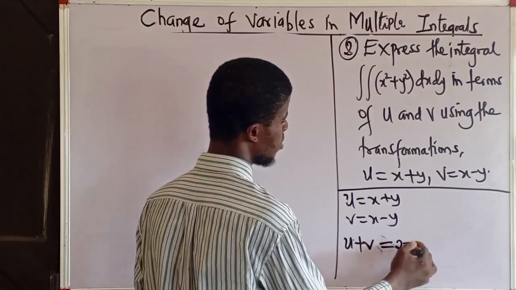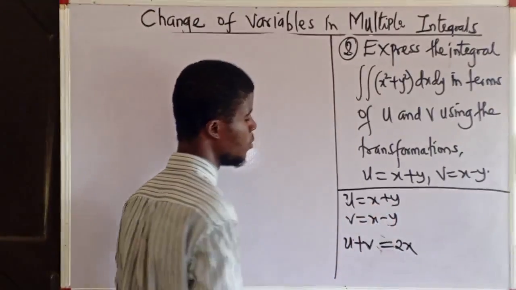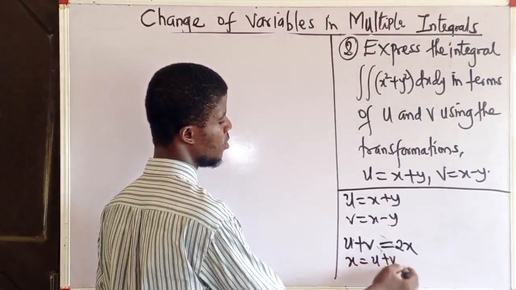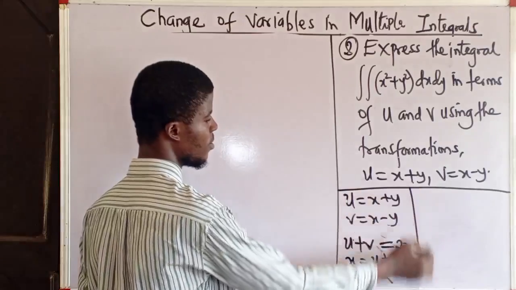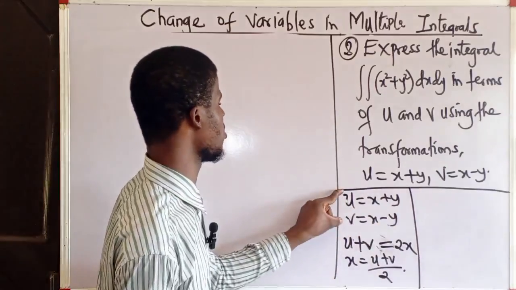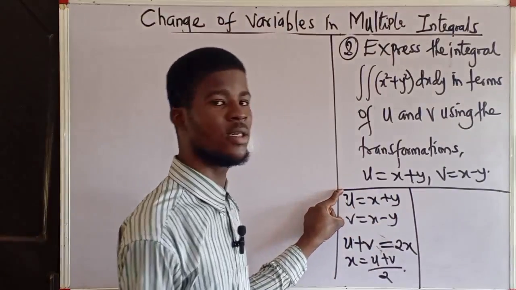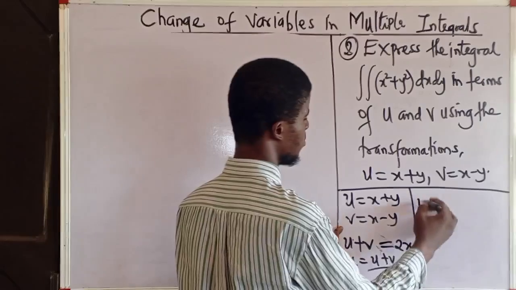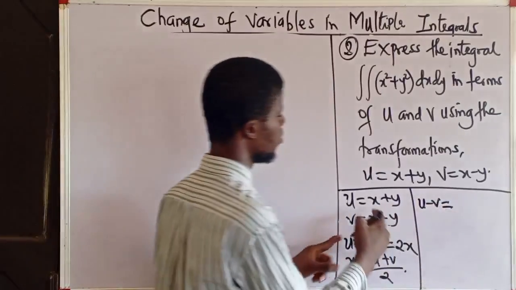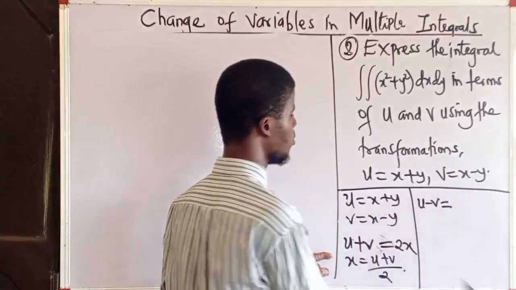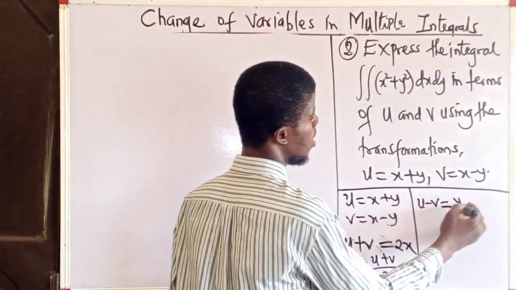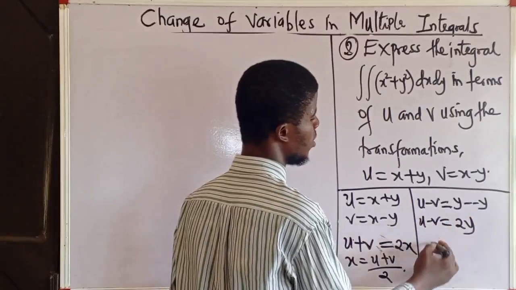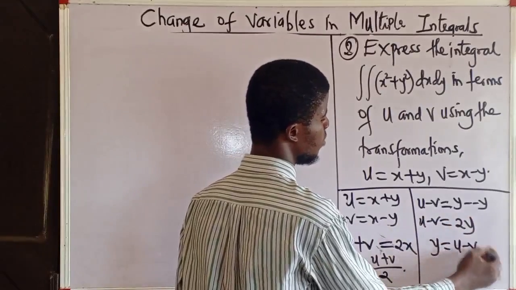Equal to 2X. Y plus minus Y is 0. That is, X is equal to U plus V all over 2. From these same two equations, if I subtract, where I added before, U minus V is equal to X minus X, that's 0, plus Y minus Y. That's 2Y, we have U minus V. So Y is equal to U minus V all over 2.